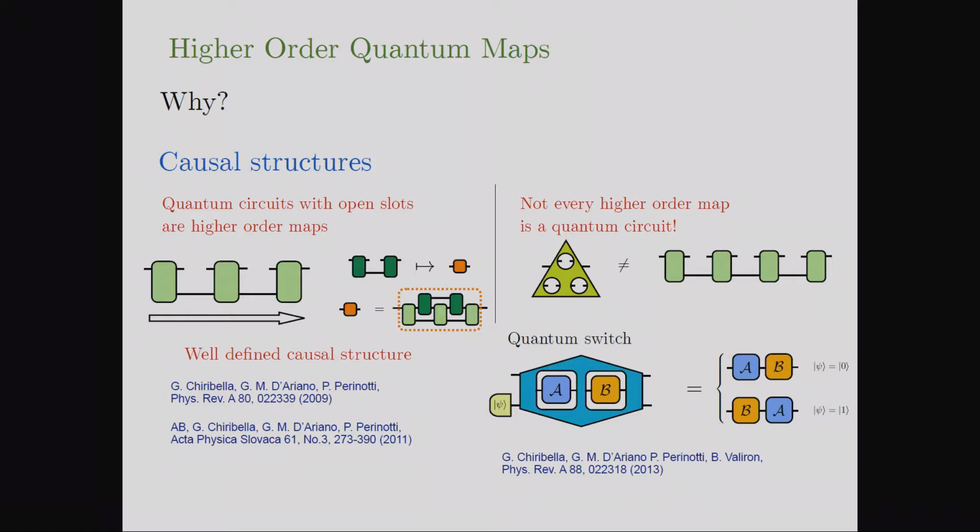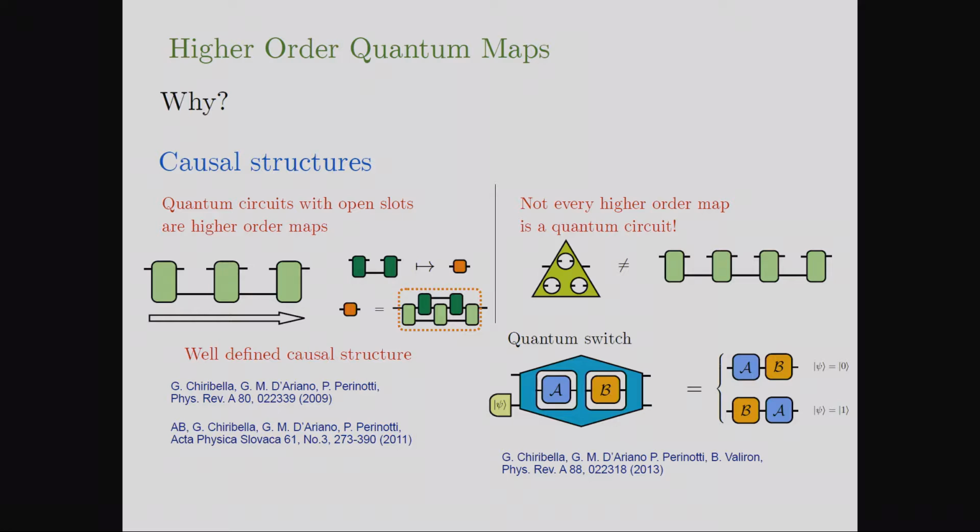Basically, you discover that there is some sub-hierarchy of higher order maps that can be realized as a quantum circuit with open slots. And of course, you imagine something like that. If you have, say, 2 holes, you can fill them, and then you have a map from an object like this dark green to this orange one, and it's fine. But not all the higher order quantum maps that you can define can be realized in this way.